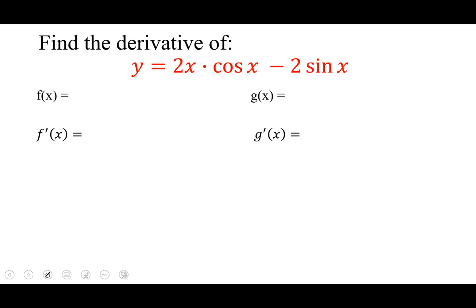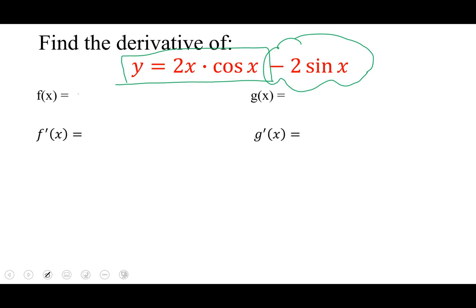So find the derivative of y equals. And what you hopefully will notice here is that you do have to use the product rule, but then you also have to take just a regular derivative. So this right here is an example of taking the product rule, where this here is just a regular derivative. So I'm going to do my key for 2x times the cosine of x, and then I'm going to take the derivative of negative 2 sine x on its own.